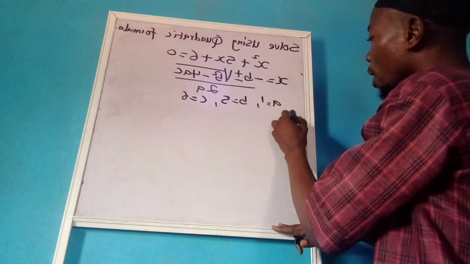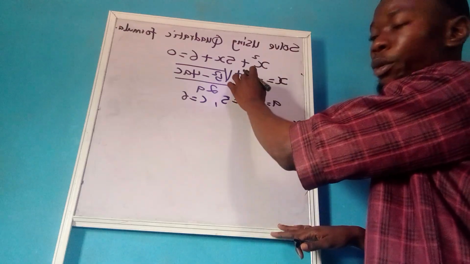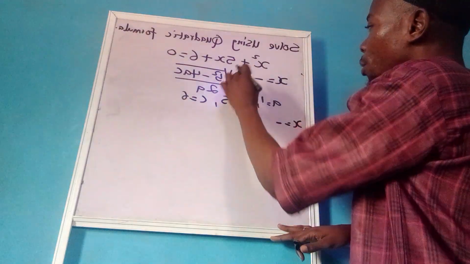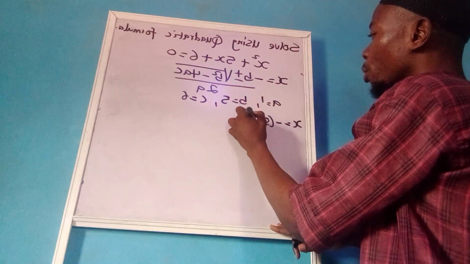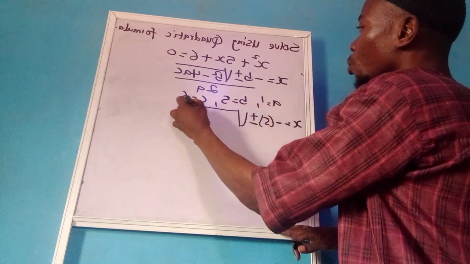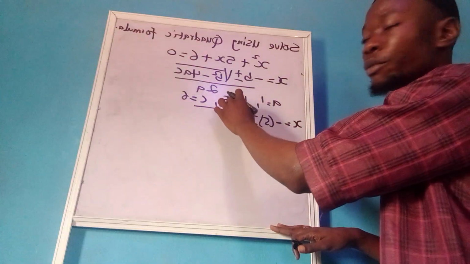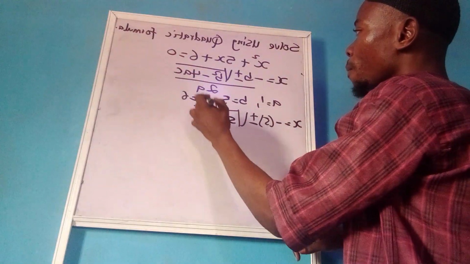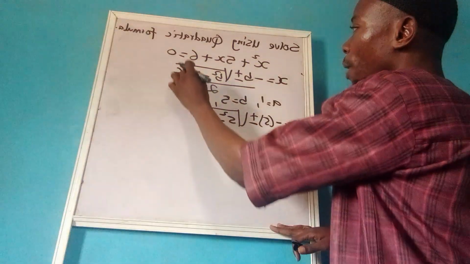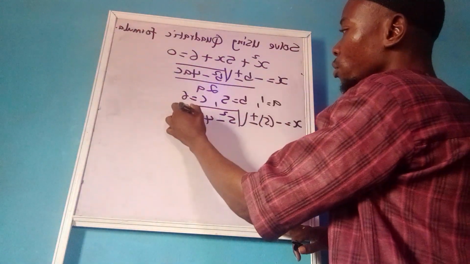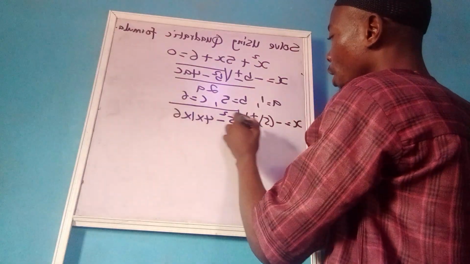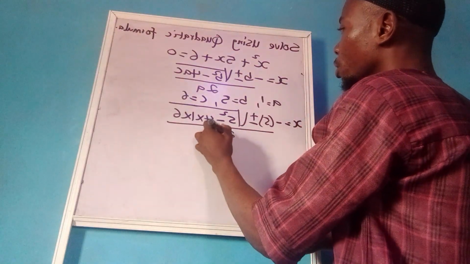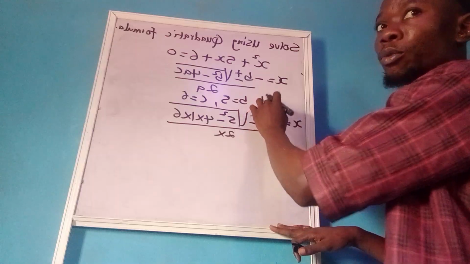So from the formula we have x is equal to minus b. So we have negative, and the value of b is 5, so we put 5 there, plus or minus the square root of b, which is already 5. So we have 5 squared minus 4 multiplied by a. A is 1, then multiplied by c. C is 6. Then all over 2 multiplied by a, which is what?